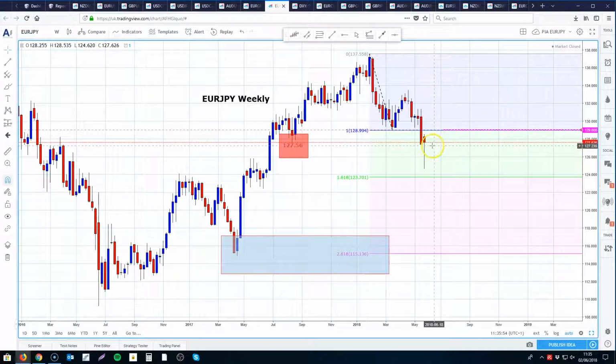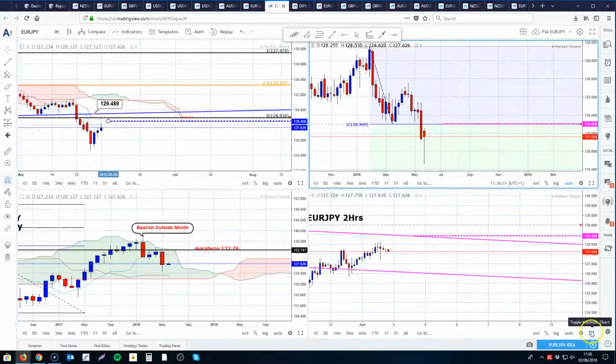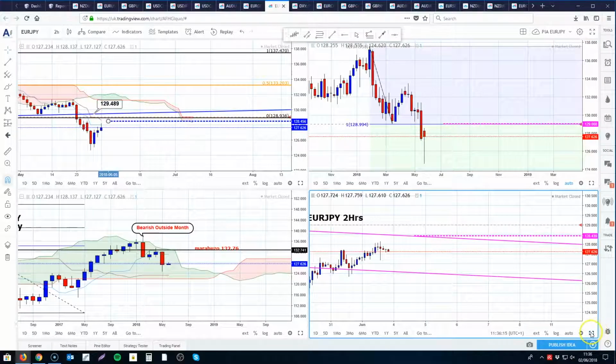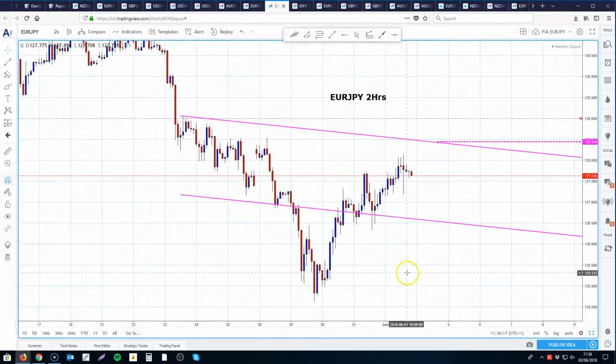Majority of last week's initial losses were recaptured. Important factor here, 129, the figure, which is our bespoke resistance, is also the previous swing low, and we believe will be pretty solid resistance going into this week. However, let's just go to the intraday chart.